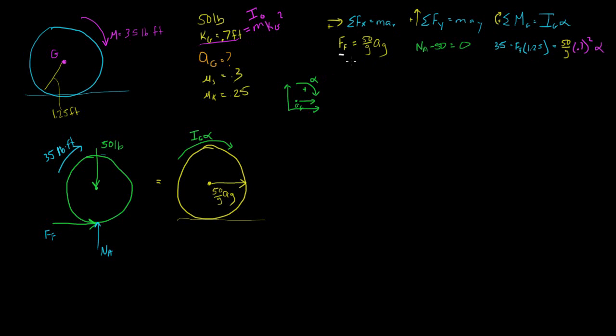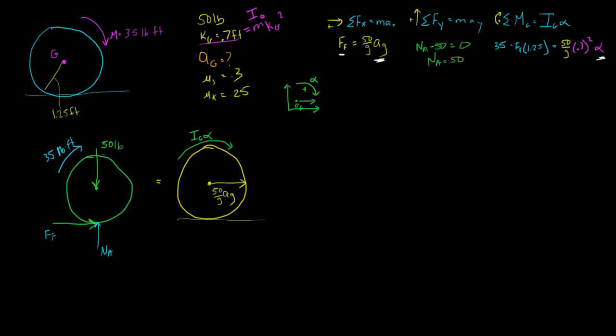Now, again, we have some sort of problem. We don't know what this frictional force is. We don't know what this acceleration is. We can figure out what this normal force is; we know that our normal force is just going to be 50. But we don't know what alpha is. So with these two equations, the sum of the forces in the x and the sum of the moments about point G, we have three unknowns and only two equations.